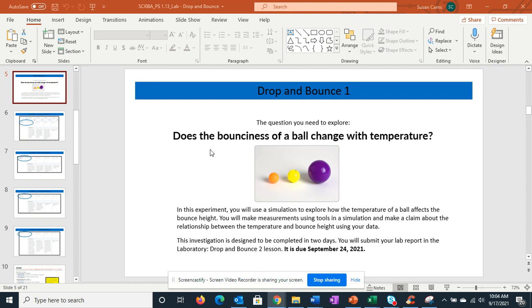So in this short video, I wanted to share a little bit about the Drop and Bounce 1 lab. This video is all about the rubric. Just as a reminder, we're answering the question, does the bounciness of a ball change with temperature? You will be using a simulation inside the lesson to complete this part of the assignment. It is designed to be completed in 2 days. This lab report will be submitted and due on September 24th.